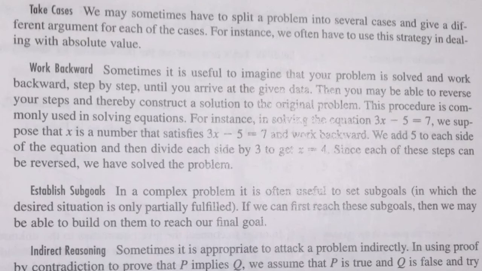For instance, in solving the equation 3x minus 5 equals 7, we suppose that x is a number that satisfies this equation and work backward. We add 5 to each side of the equation and then divide each side by 3 to get x equals 4. Since each of these steps can be reversed, we have solved the problem.